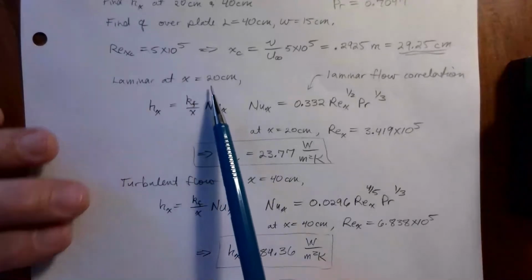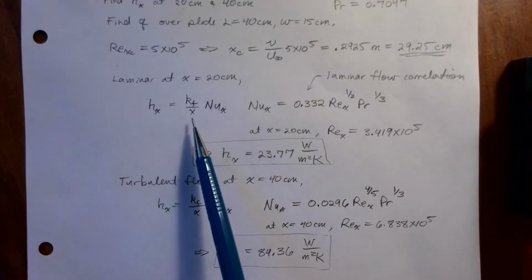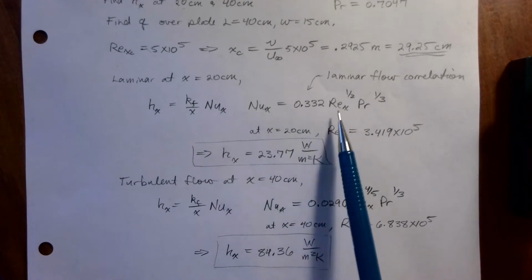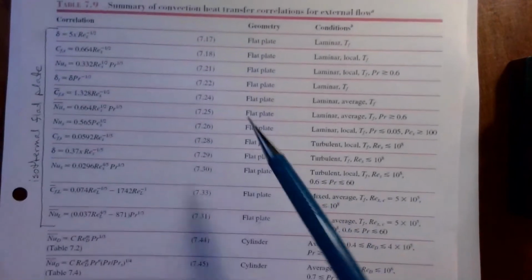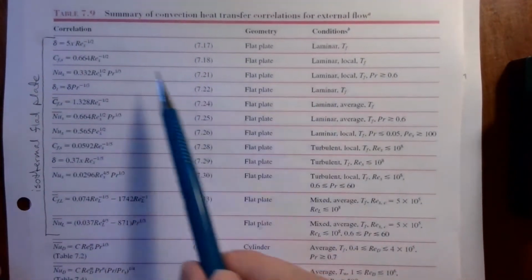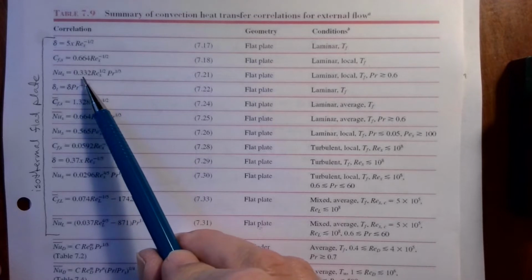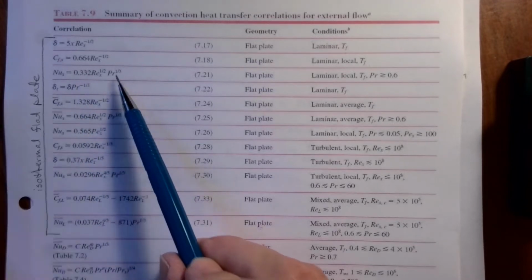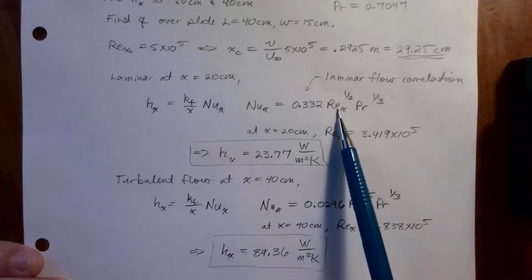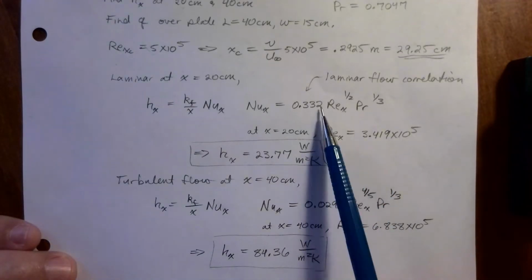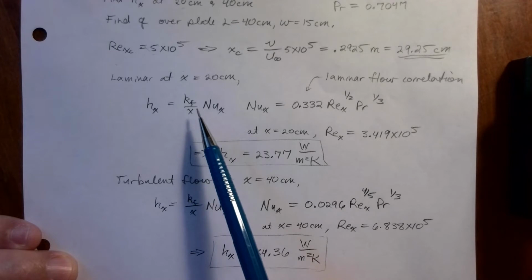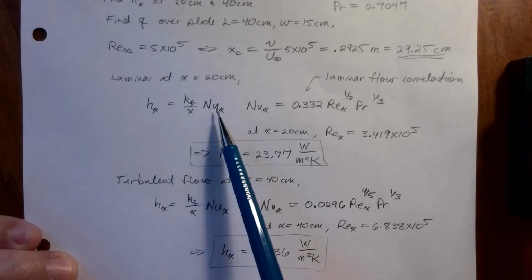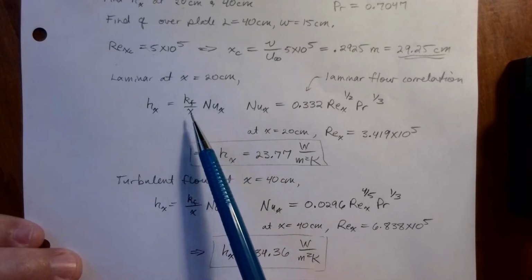Alright, so for the first one in the laminar region, we're going to use a Nusselt number correlation that we can read off the chart, table 7.9 again. Laminar Nusselt number: the correlation I'm using is 0.332 Reynolds number to the 1/2, Prandtl number to the 1/3. The definition of the Nusselt number is h times x over k. Solving for h, you get k of the fluid over x times the Nusselt number. We're going to evaluate this at x equal to 20 centimeters.